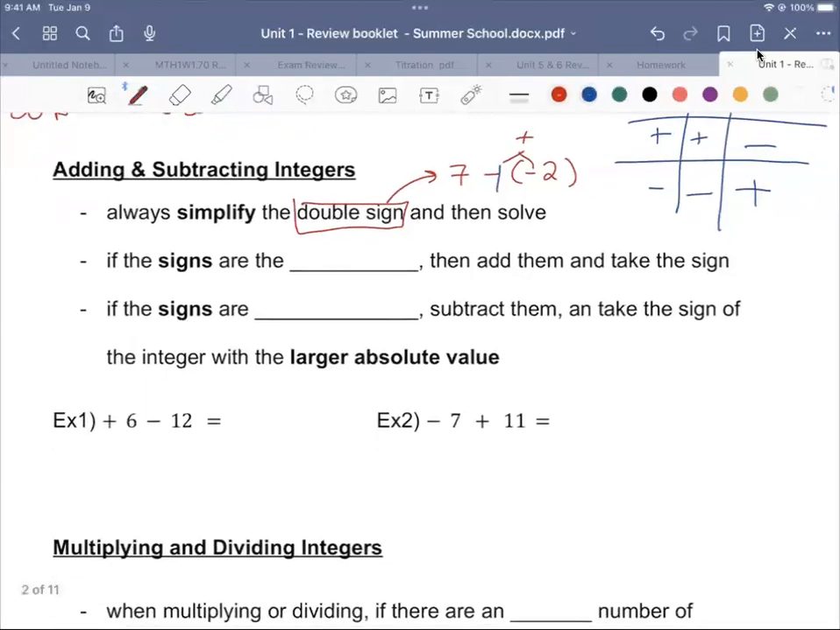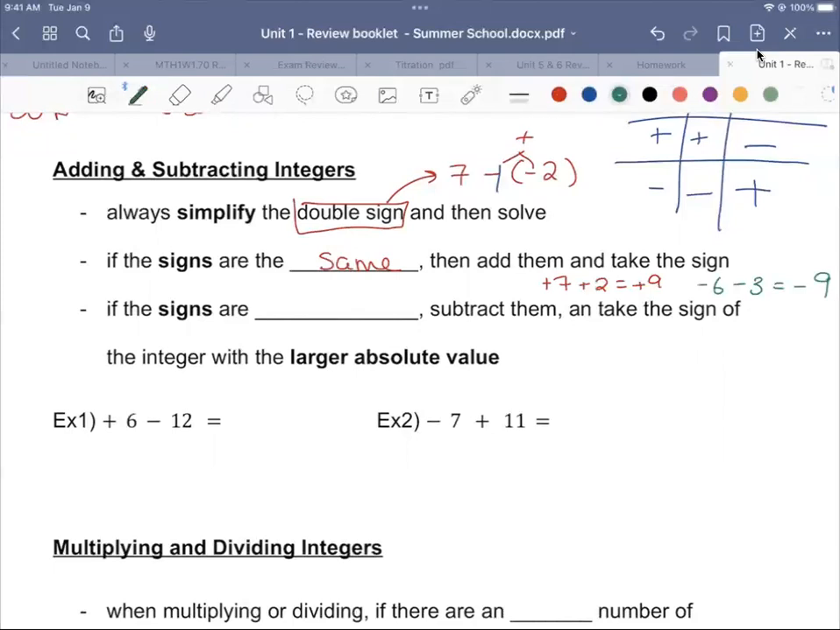And then a negative and a negative always gives you a positive value. Now, if the signs are the same, what you are going to do is add the two numbers together and then take the sign. So say I had +7 plus 2. It's 7 plus 2 is 9, and it's positive because they're both positive. If I had, say, for example, -6 minus 3, what I'm going to do is add the two numbers together. 6 plus 3 is 9, and I'm going to take the negative sign. So it will be -9.